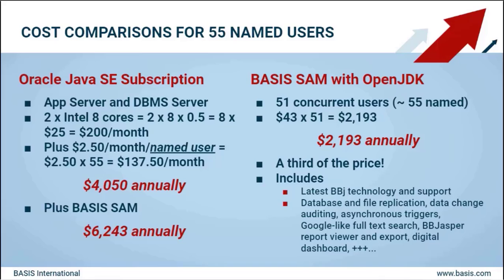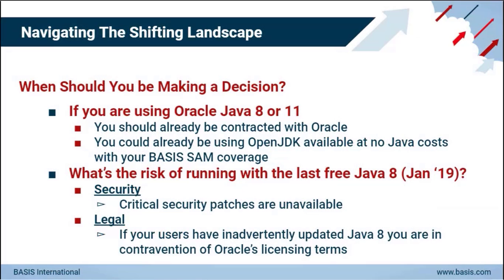Along the way, you receive, with your SAM, the latest BBJ technology and support, and all the SAM-dependent features such as database and file replication, data change auditing, asynchronous triggers, the Google-like full-text search delivered by Lucene, the BB Jasper report viewer, the digital dashboard, and so much more. So you decide. Basis SAM with the OpenJDK at $2,200 or Oracle Java subscription at $6,200.